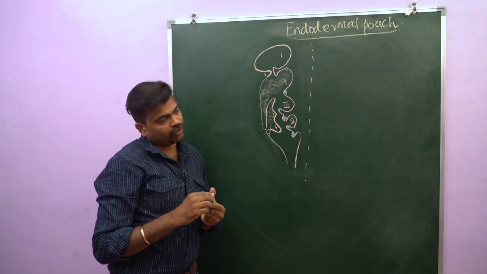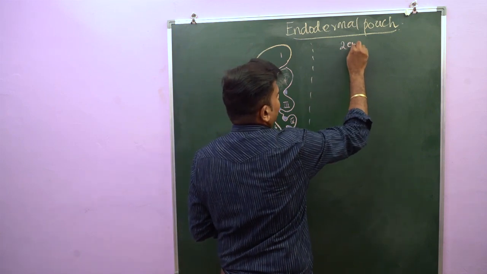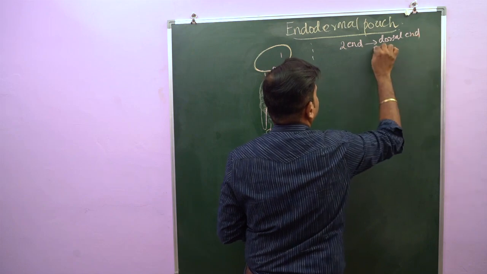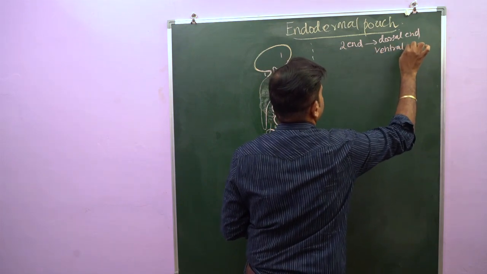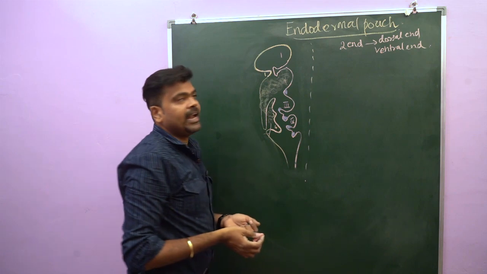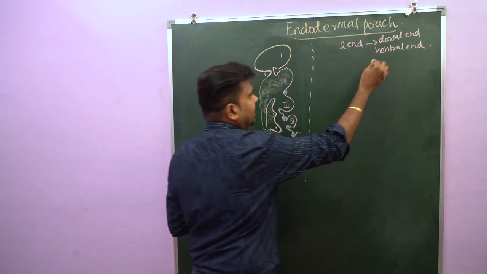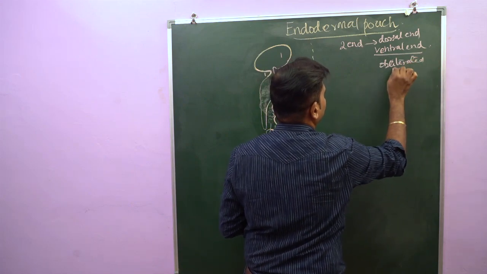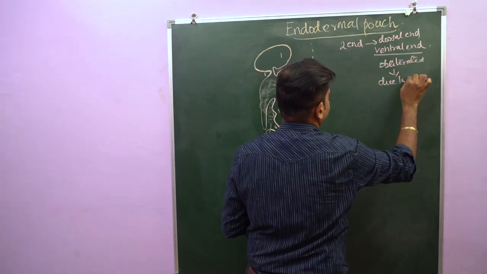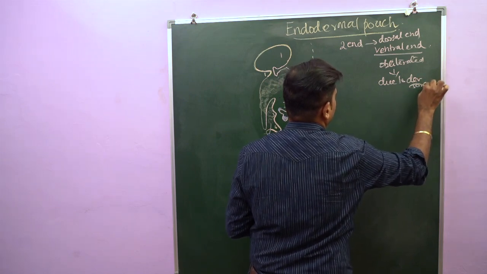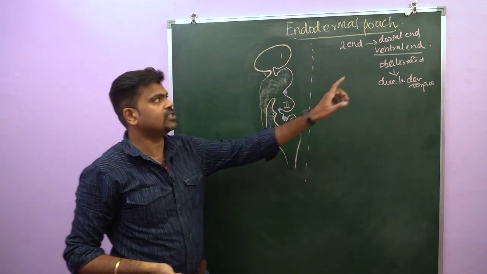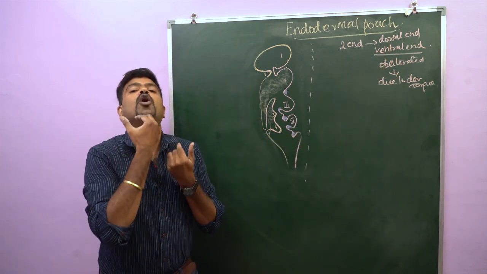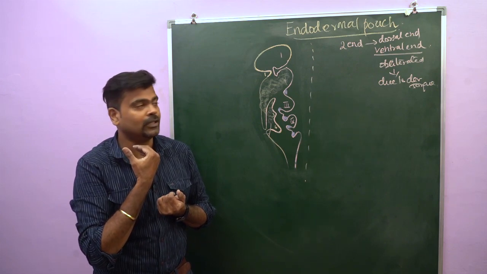Each pouch consists of 2 ends, the dorsal end and the ventral end. The ventral end of each pouch is obliterated due to the developing tongue. So each pouch consists of 2 ends, the dorsal end and ventral end. And what about the ventral end? The ventral end will be obliterated because of tongue development.